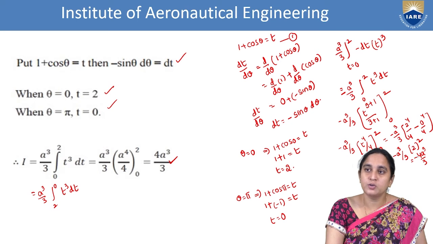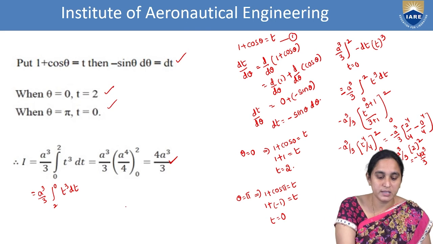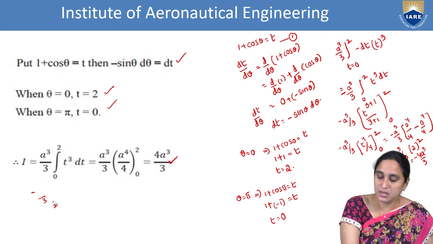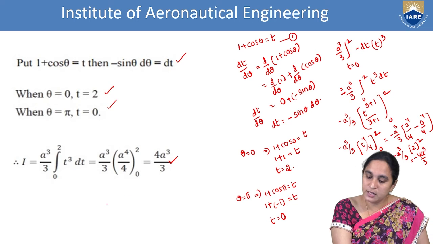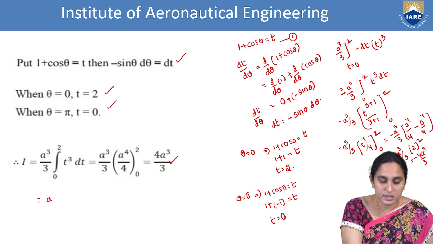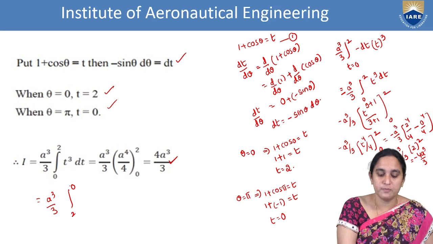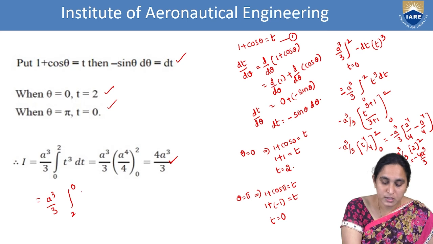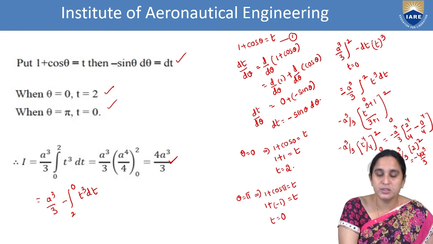Okay, both are correct only. Why? Because here I am taking the lower point as 0 and the upper point as 2. But here actually the upper point is 0 and the lower point is 2. Therefore, here the value is a cube by 3 into the integral, I'll convert the limit points to 2 to 0, of t cube dt. If you are converting the limit points 0 to 2 to 2 to 0, I'll assign a minus.